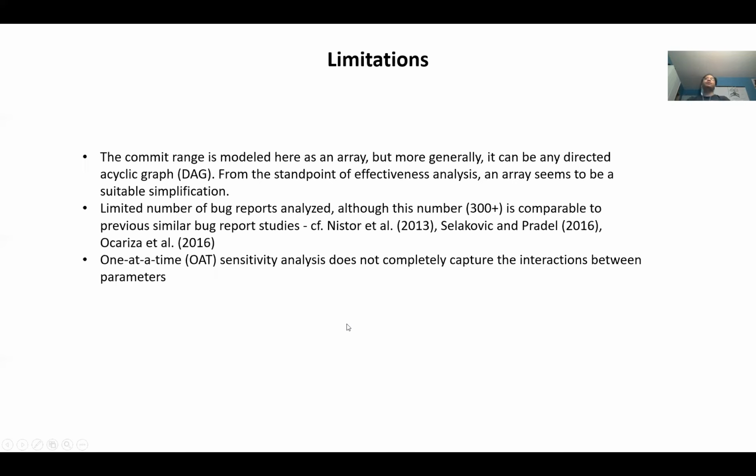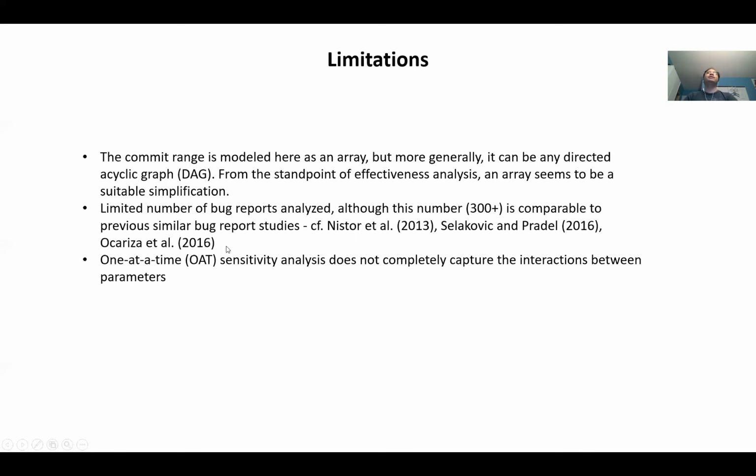Okay, so there's a few threats to validity or limitations in this study. So the first one is that the commit range has been modeled as an array. More generally speaking, you can model the commit range as a DAG. So it's a directed acyclic graph. Because as you guys know, if you have commits, usually there's branches that are involved and merges. So in that case, it's more generally a DAG as opposed to an array. However, from the standpoint of effectiveness analysis, an array seems to be suitable. So we can basically just do a topological sorting of the DAG, and it's going to mesh pretty well with what we would expect from an array.